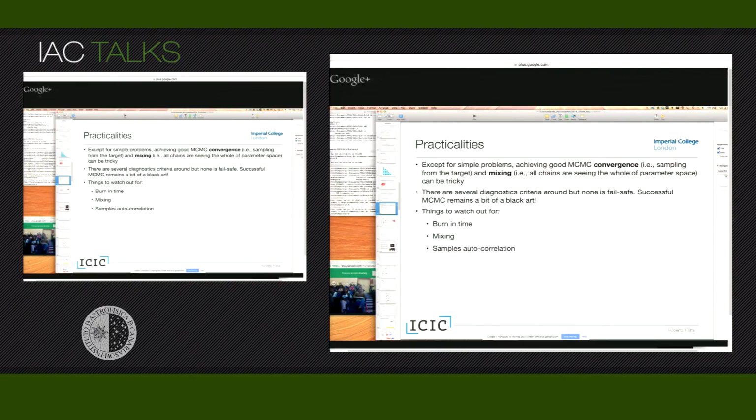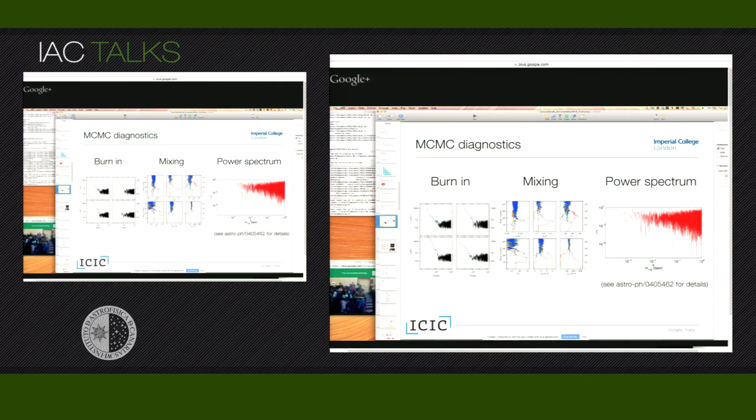There is no fail-safe way of telling whether you have converged. You can only strengthen your knowledge that you have not failed to converge. There is no way of actually being sure. So there's a bit of black magic involved and of experience in this. And so successful MCMC remains a little bit of a black art in a sense, and there are just a few things that you want to watch out for: burn-in time, mixing, autocorrelation. And again, I refer you to references at the end of this presentation for details.